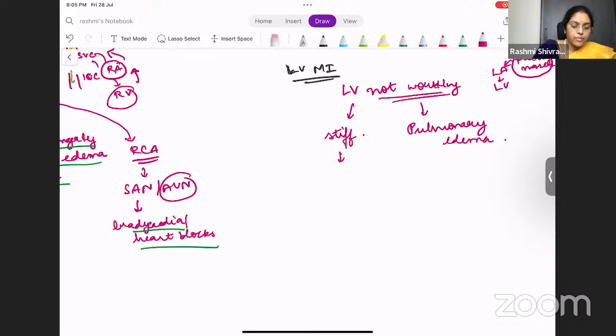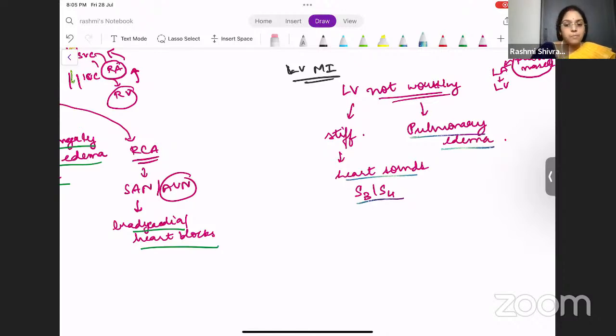When it becomes more and more stiff, the heart sounds will also be affected. You can get an S3 or an S4. So you will have pulmonary edema. In left ventricular wall MI, the patient will have pulmonary edema, and will also have an additional heart sound, S3 or S4.